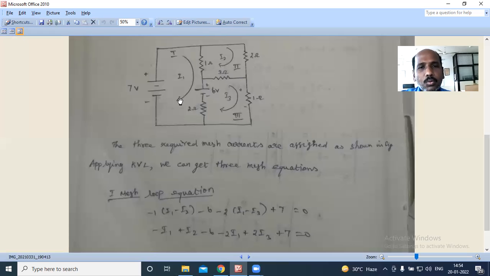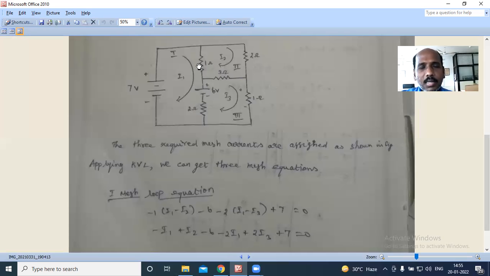For that, how to write the equation? First, algebraic sum means we should give the sign for each drop. I said for rises, plus sign, and for drops, negative sign. How to find out? For example, in case of a DC circuit, only resistors are there. You need not analyze anything. If you see any resistance, just give a minus sign, then you write the equation. For example, here a 1 ohm resistor is there. First you write minus 1, then what is the current flowing through that? Then you can analyze what currents are flowing, then you can write that equation according to the direction of flow. Right.